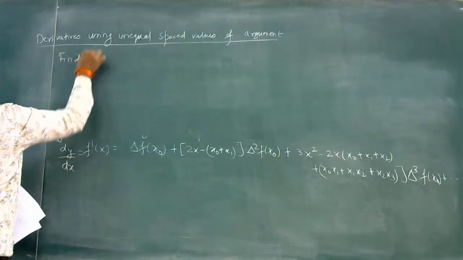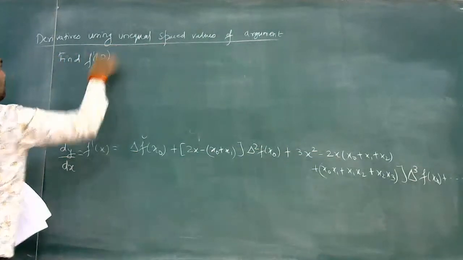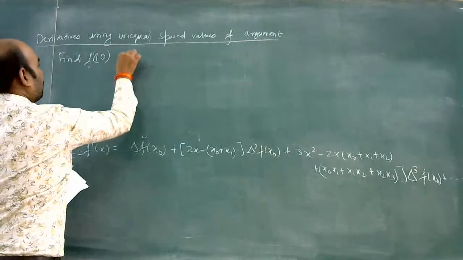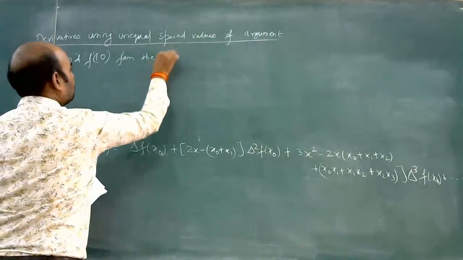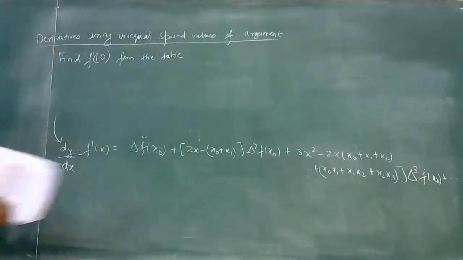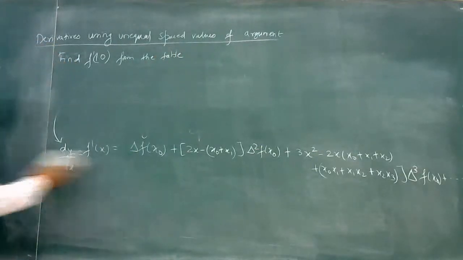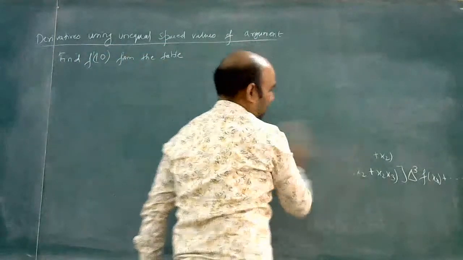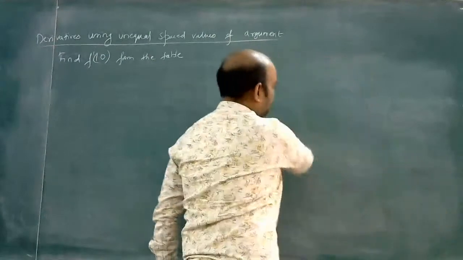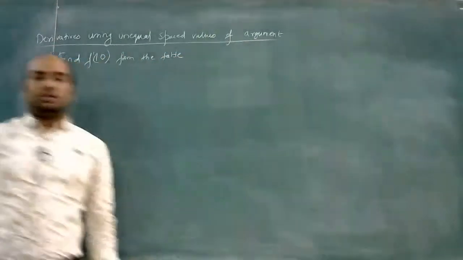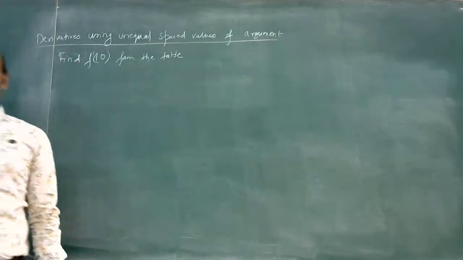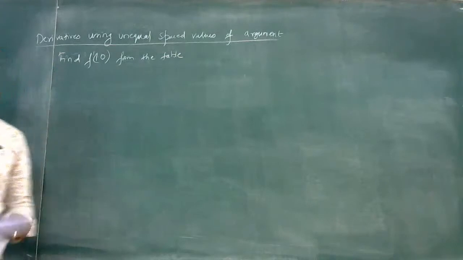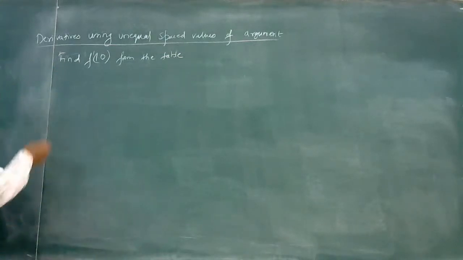So find f dash at x is equal to 10 from the given table. Okay. So you have to remember this formula. If you do not want to remember this formula, just remember the formula of Newton's divided difference and then differentiate it with respect to x. So you will get the formula. Okay. So the table is given.